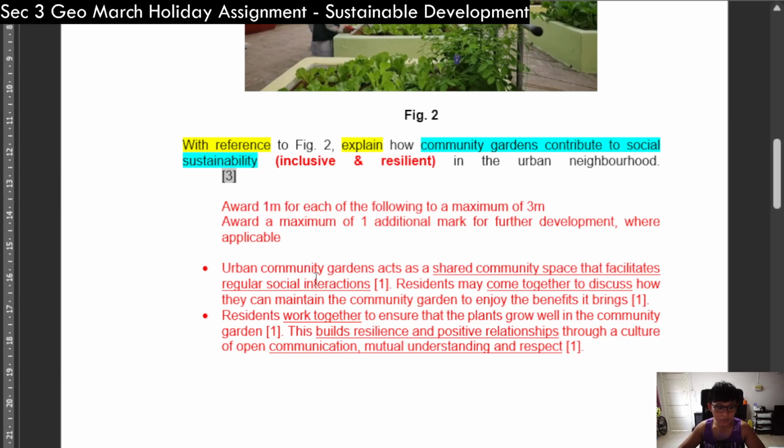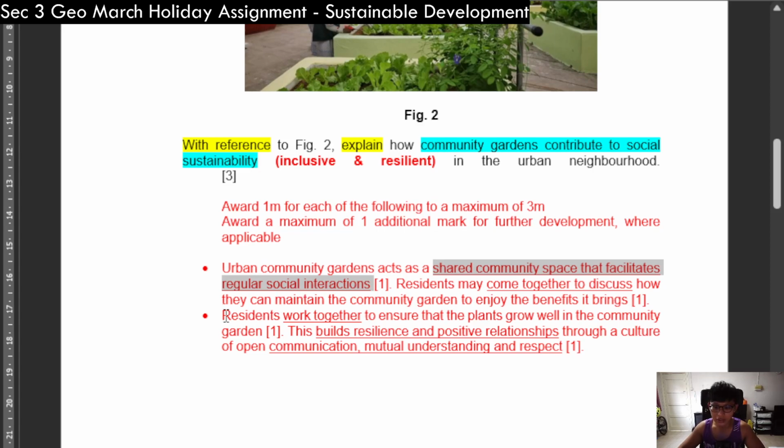So number 1, the urban community garden acts as a shared community space that facilitates social interaction. This allows people to gather together and interact with one another. An elaboration of the point would be the residents may come together, discuss how to maintain the garden and enjoy the benefits it brings. So this helps to bring them closer together.